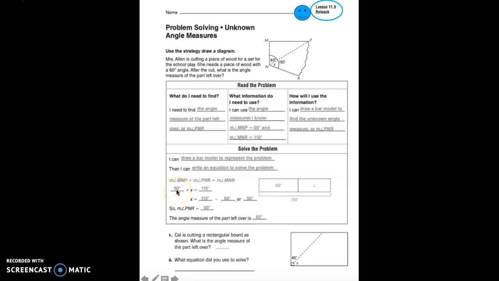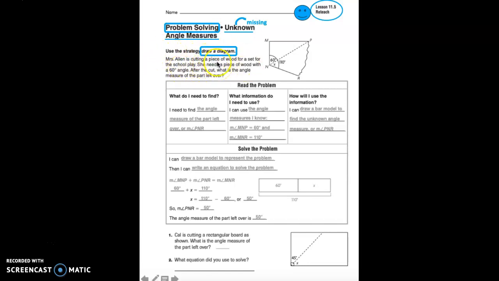Today we are going to work on 11.5. Problem solving. Unknown angle measures. Unknown or the missing angle measure. Use the strategy, draw a diagram.